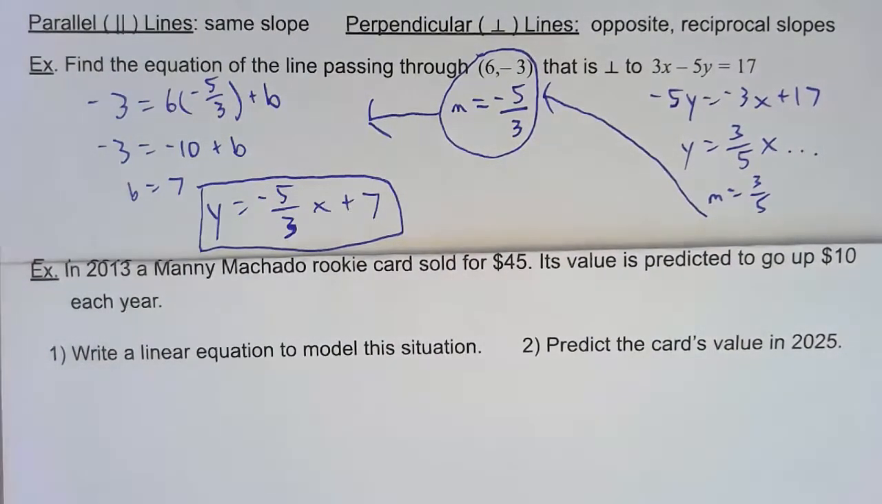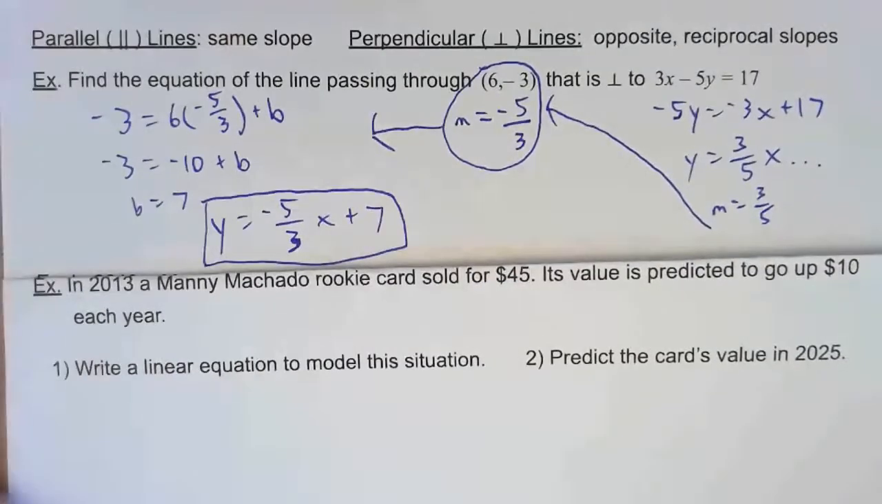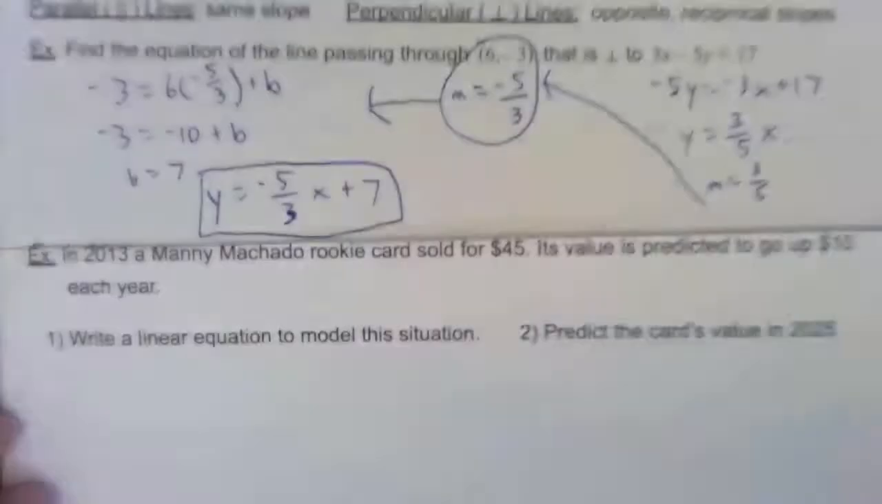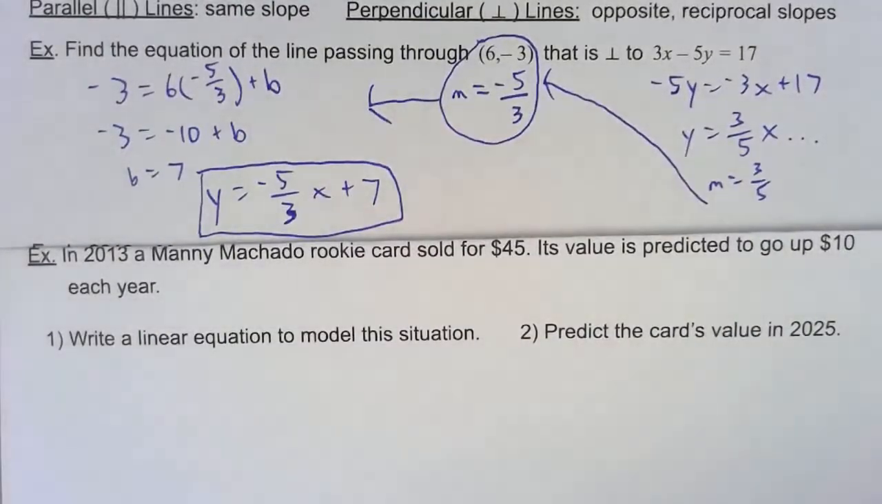And so you can go ahead and check your answer right there. You can pause the video for a second if you'd like to look through that work. You can also take a look back in Canvas, and there's a video of me explaining this if you would like to get some more explanation on that. But hopefully we're good on that problem, and then we can go ahead and move on, look at a couple word problems here. So in 2013, we've got a Manny Machado rookie card sold for $45.